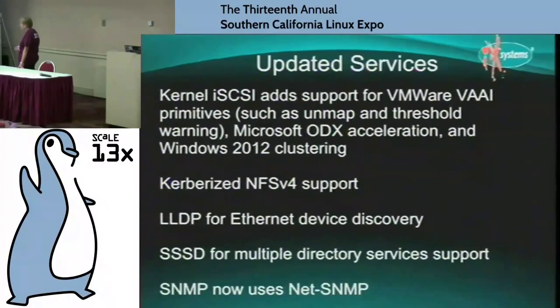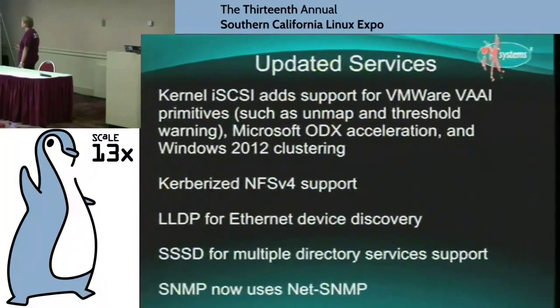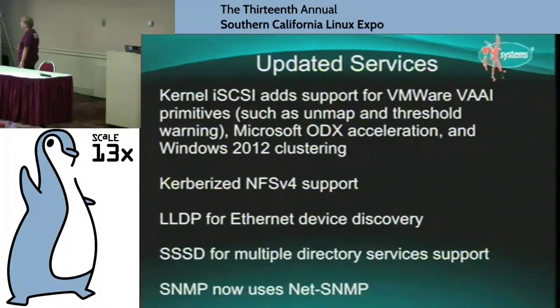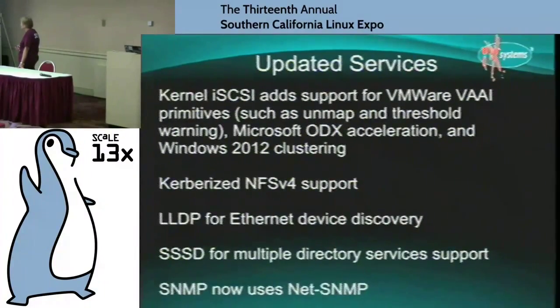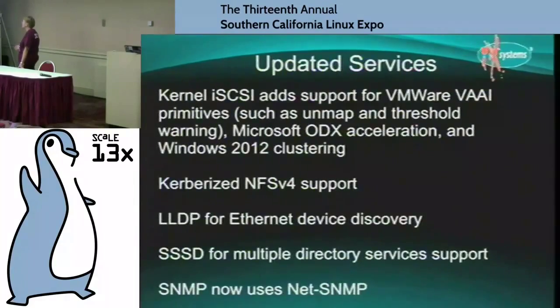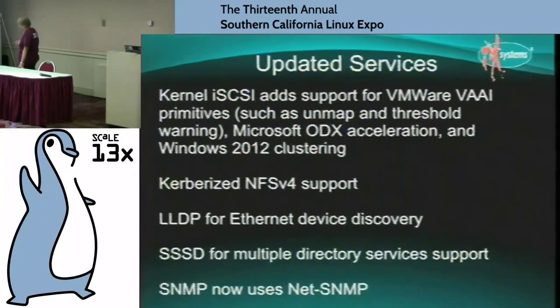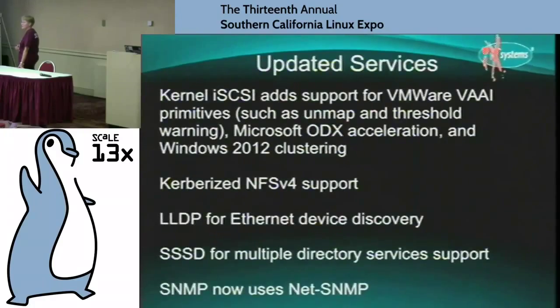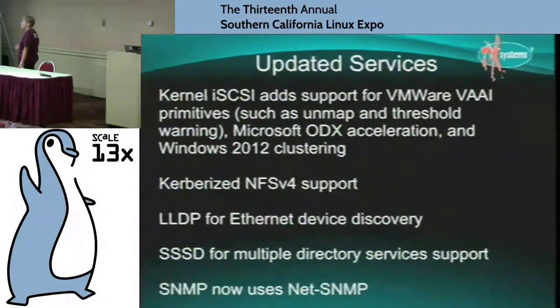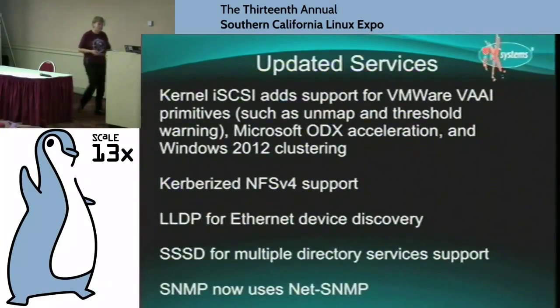We now have NFS version 4 support, and it does support Kerberos. We've added the LLDP protocol, so you can discover the Ethernet devices on your network. One of the limitations of 9.2 is you could only integrate with one directory service. Now that we have SSSD built in, you can connect to multiple directory services. And for SNMP, we're now using Net SNMP, which gives us availability to more MIBs, because we were using BSNMP, which had a very limited set of MIBs. So you should have full MIB support.